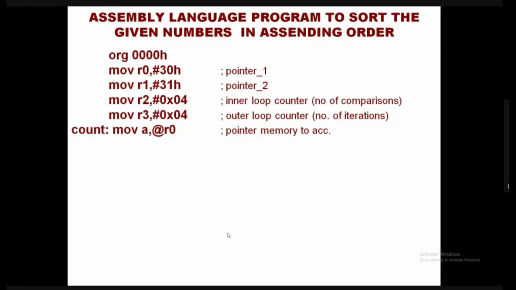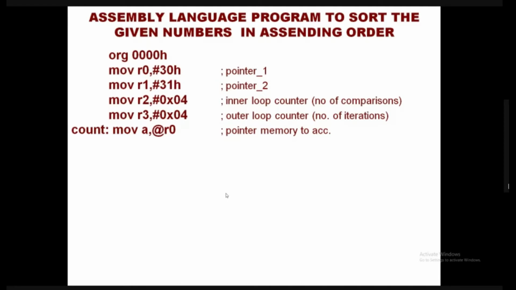Okay. The first number to be compared will be copied from the data memory location 30. That means through this instruction, MOV A, @R0. This is another indirect addressing, which is interesting, right? So move the content of the memory location pointed to by R0 to the accumulator. R0 is pointing to the 30th memory location. The content of the 30th memory location will be moved to the accumulator. Now very interesting.